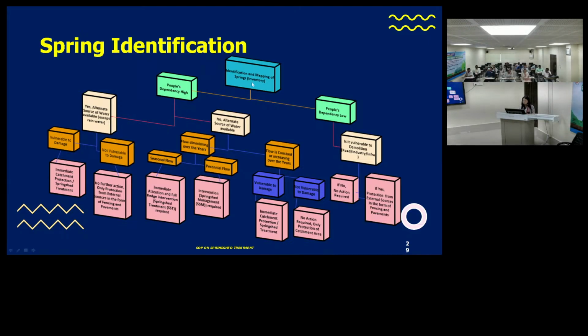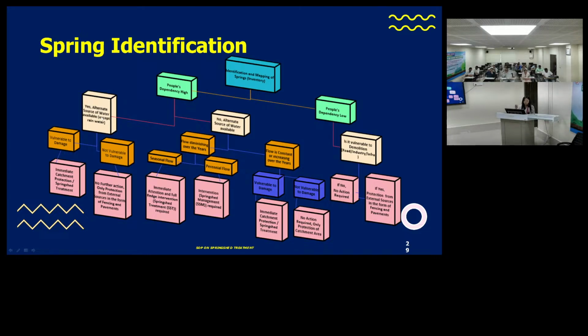So first, if you see here, is the identification and mapping of springs. That is the inventory. Now after the identification and mapping of springs, you need to assess whether people's dependency on that spring is high or low. Now if people's dependency is high, if many people are dependent on that spring, then you need to assess if there is any alternate source of water available.